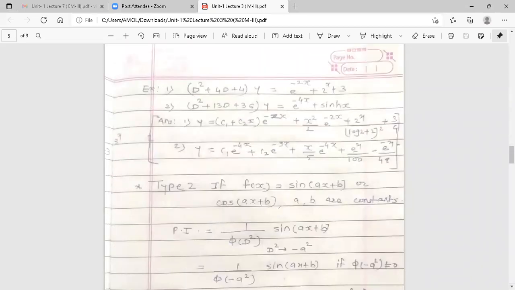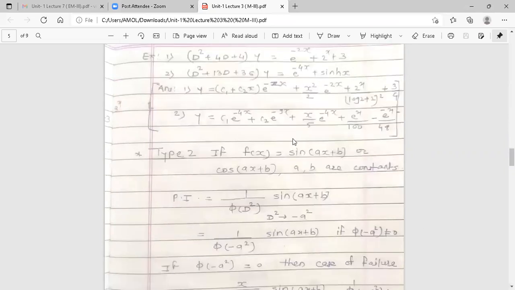So here are some examples for homework. (D square plus 4D plus 4) y is equal to e raised to minus 2x plus 2 raised to x plus 3. So this is the second example, and answers are given. You try to solve these two examples. You take it as homework.